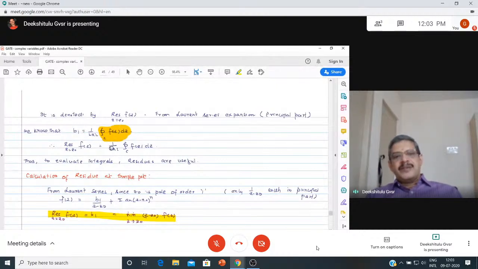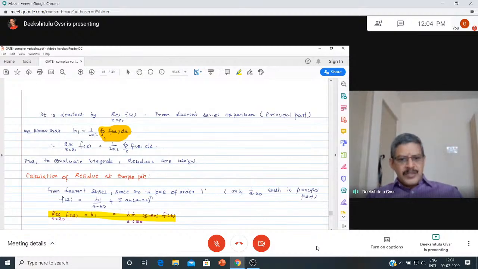Whenever you have a singular point and the curve, the circle, is surrounding this singular point, then this becomes 2 pi i times b1. So the residue at z = z0 is 1/(2 pi i) times the integral, because b1 is the residue at z0 of f(z). So the integral over c of f(z) dz is 2 pi i times the residue. This is the result. Thus, to evaluate integrals, residues are useful.